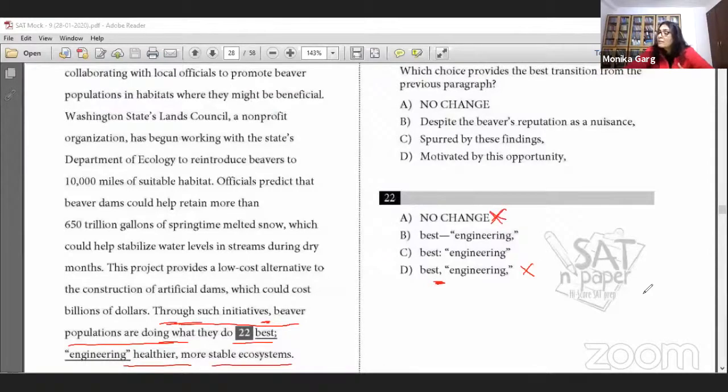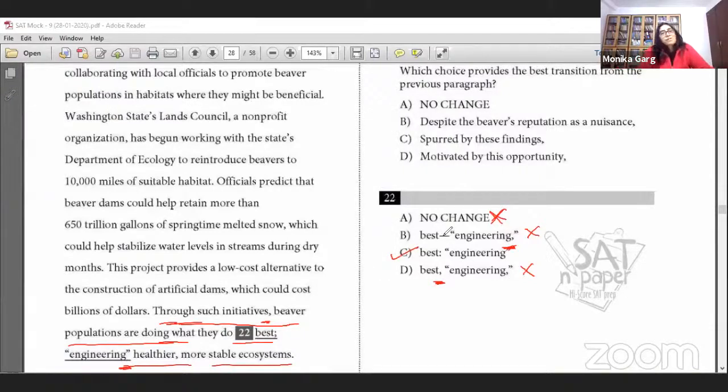And second, this one has a comma. Can you see the comma in option B? And that comma makes it totally wrong. You can't have a comma between the verb and the next word. You don't put a comma there. So option B is technically also an incorrect answer. So the answer here has to be C.